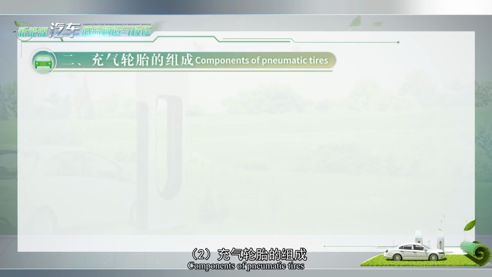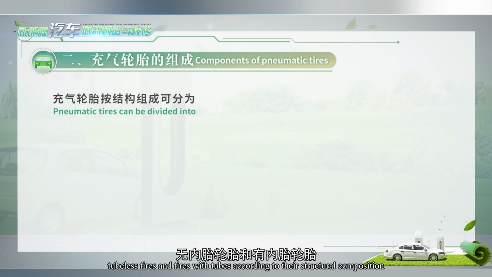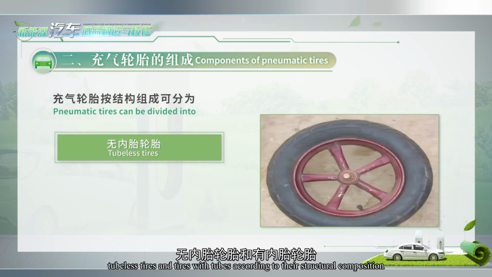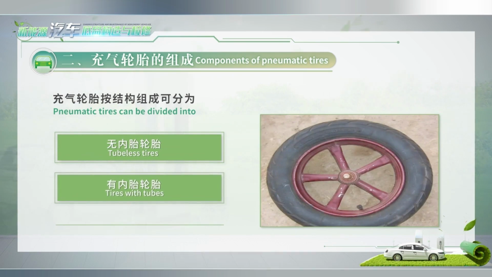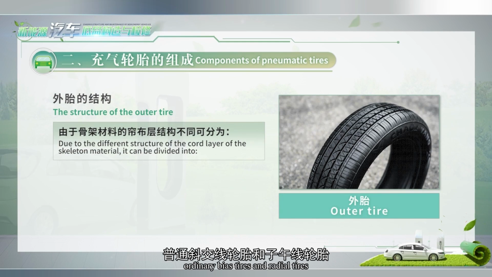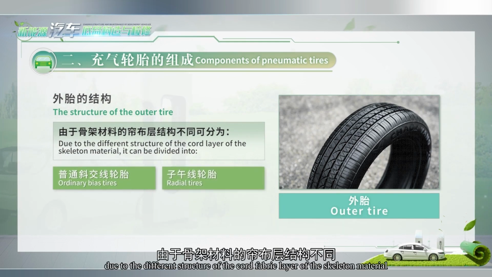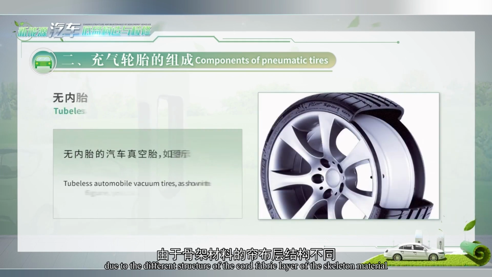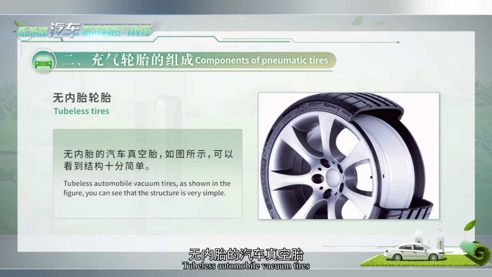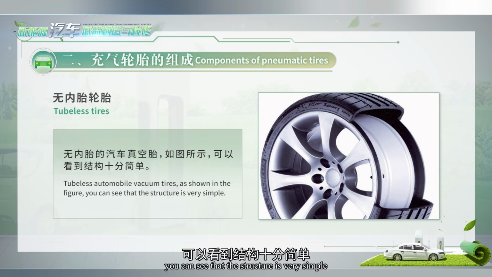2. Components of pneumatic tires. Pneumatic tires can be divided into tubeless tires and tires with tubes according to their structural composition. The structure of the outer tire can be divided into ordinary bias tires and radial tires due to the different structure of the core fabric layer of the skeleton material. Tubeless automobile vacuum tires: as shown in the figure, you can see that the structure is very simple.